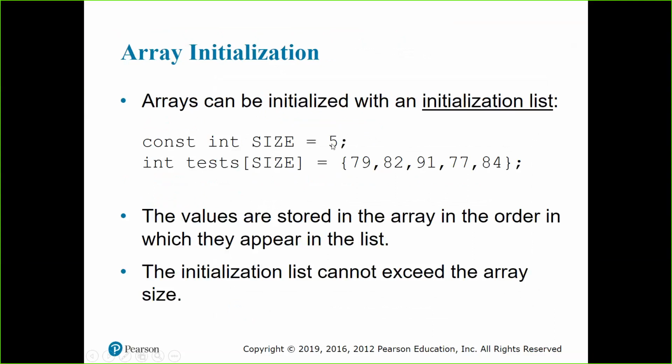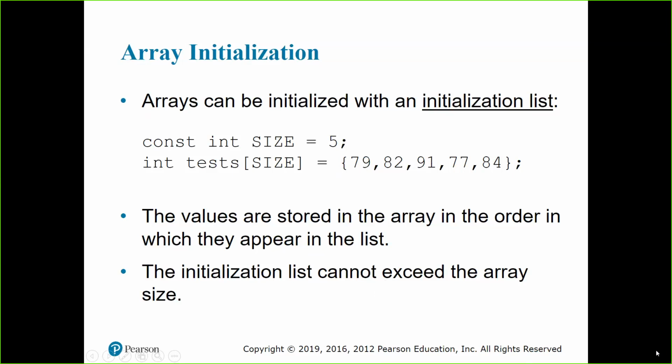Okay, next, an array can be initialized with an initialization list like this. For example, const int size equal to 5, and int test. So test is the name of the array, size is 5, and after that equal to curly brackets, as I showed you in the example also. So 5 values separated by commas, all enclosed in curly brackets and then a semicolon. The values are stored in the array in the order in which they appear in the list. So the first value goes to the first location, the second value to the second location, the third to the third location, and so on.